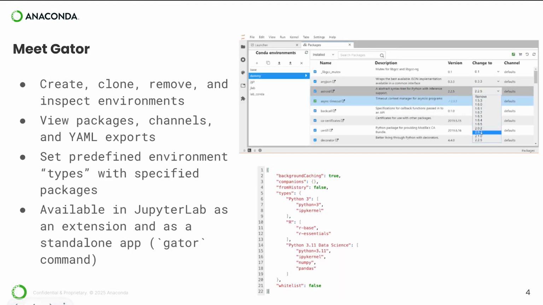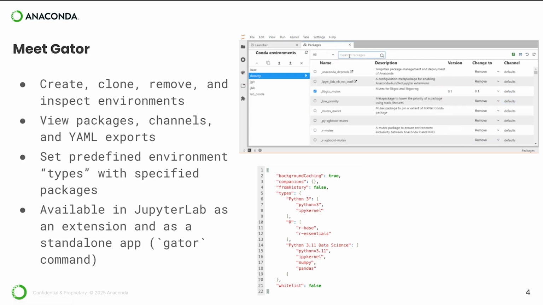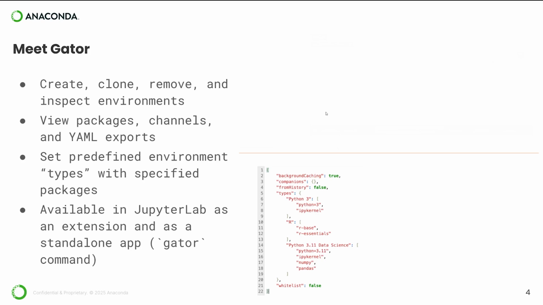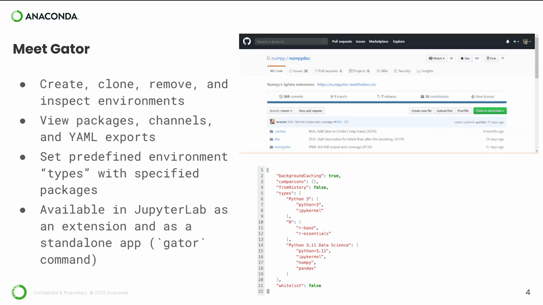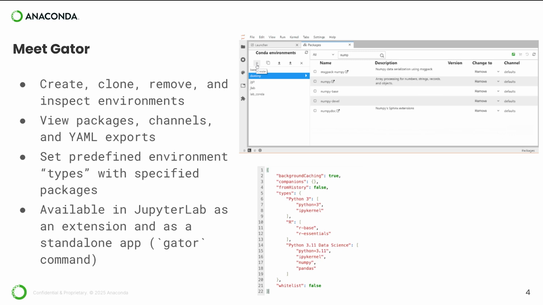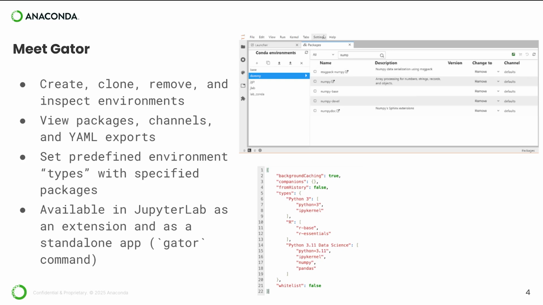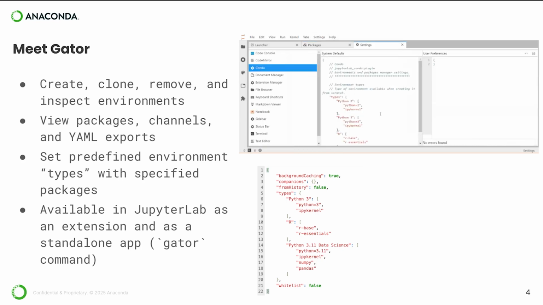So this is Gator here on the upper right side. Gator allows you to create, clone, remove, or inspect environments. You can view the packages that are installed in that environment, as well as packages that you can install into that environment. You can see the package channel. You can see the versions that are available. And of course, you can also modify the package versions there. You have the option to export or import environments as YAML files, and you also have a way to set predefined environment types.